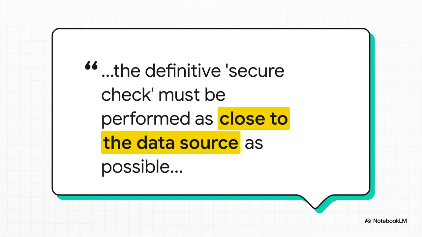This leads us to probably the single most important rule in application security. Your final definitive check can't just be at the route. It has to be at the data layer, right inside the server action or the API route itself, just milliseconds before you touch the database. That is your true last line of defense.